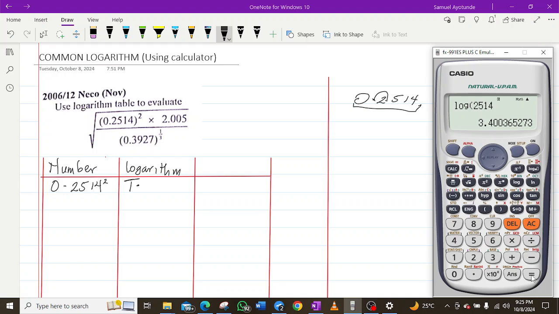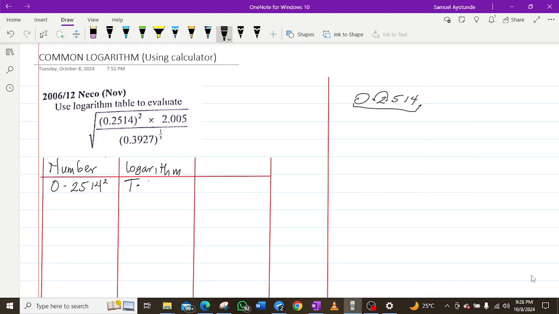So if we have a fifth figure, like in this case, we have a fifth figure, which is 6. After the point, the first 4 figures are 4003. Now, we have 6 after 3. To ensure that we put our answer in 4 decimal place, we round up the 3 to 4. So it will be 4004. So the logarithm value is 4004.